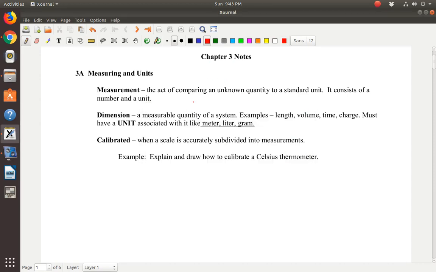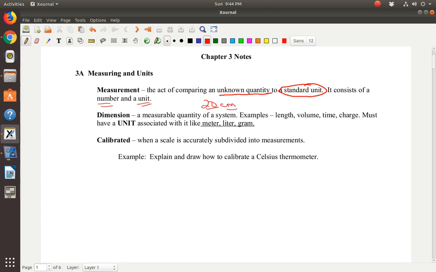So measurement is the act of comparing an unknown quantity to a standard unit. And so I'm going to highlight and underline things that are important. So we have a standard unit, something we all agree on, and we measure something, compare it to that unit. It consists of a number and a unit. So a measurement always has a number and a unit, like 20 centimeters. That has a number and a unit.